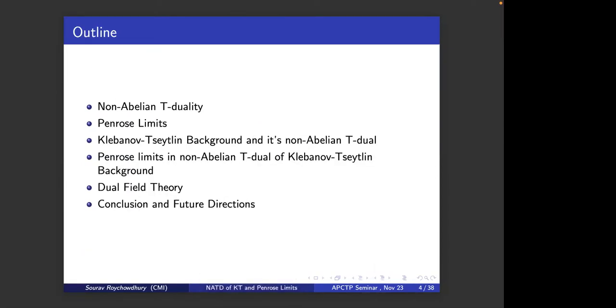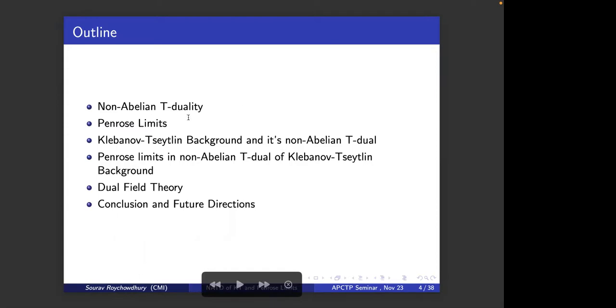So these were some motivation and introduction of our work. Now this is the outline. As I just told, first I will talk about non-abelian T-duality, the technical details of how one can construct the non-abelian solutions from the known ones. Then I will briefly mention the Penrose limit.